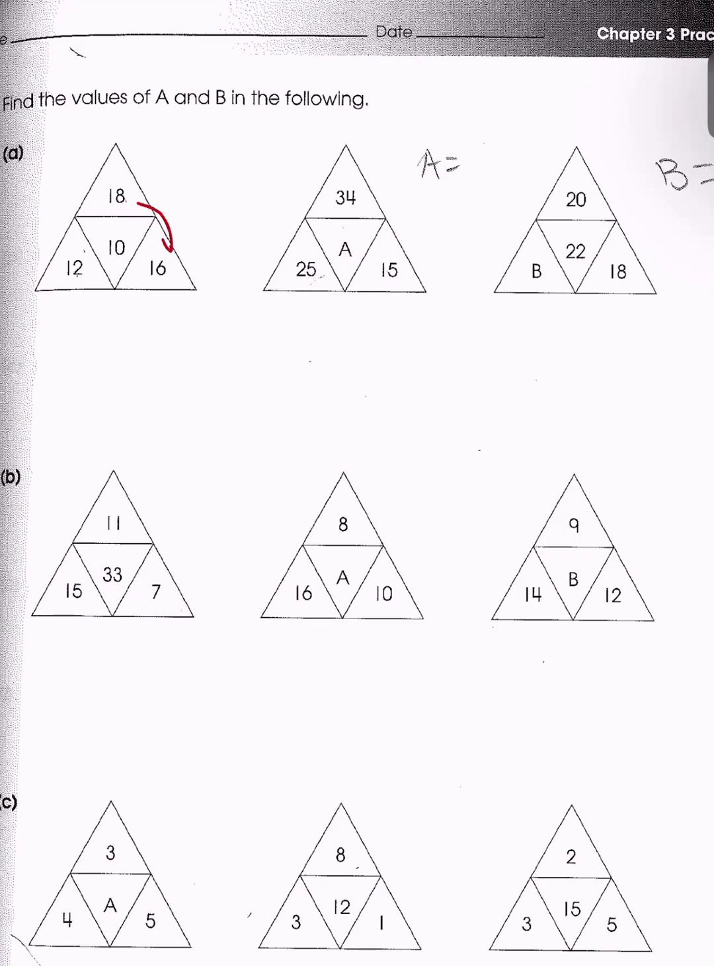From 18 to 16, we subtract 2, but that doesn't work here, so we're not going to do that. And from 10 to 16, we add 6. From 22 to 18, we're not adding 6, so also that doesn't work. So basically, finding patterns is initially a process of trial and error.